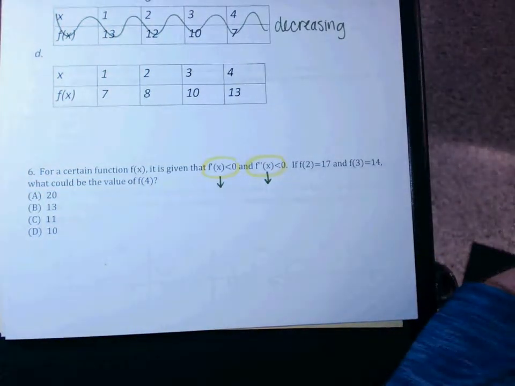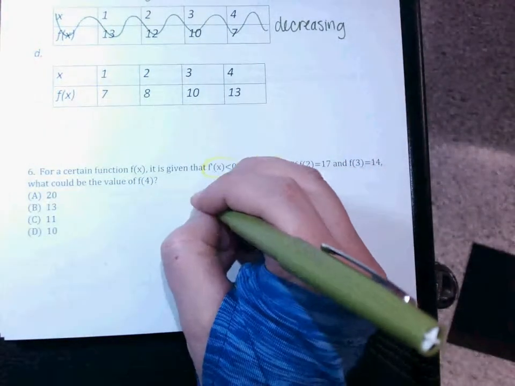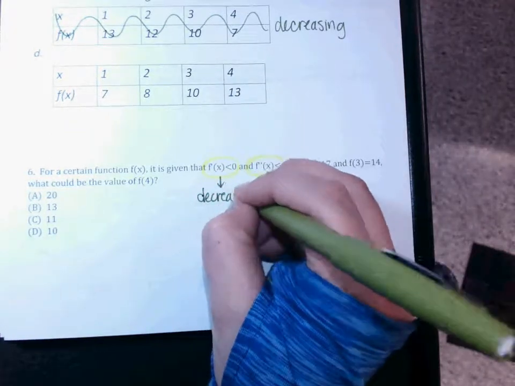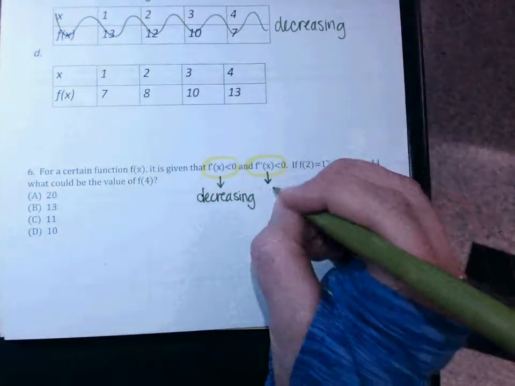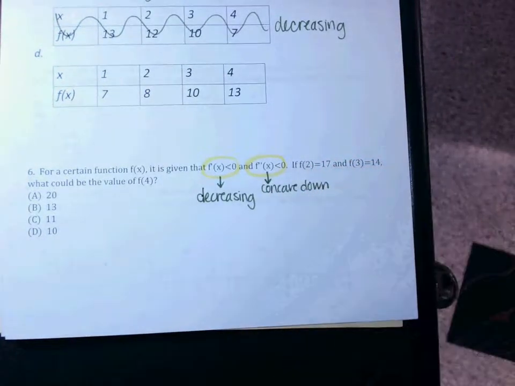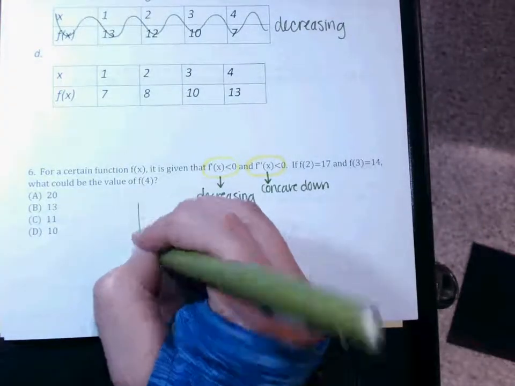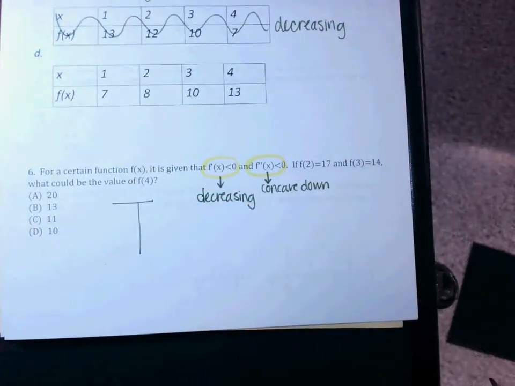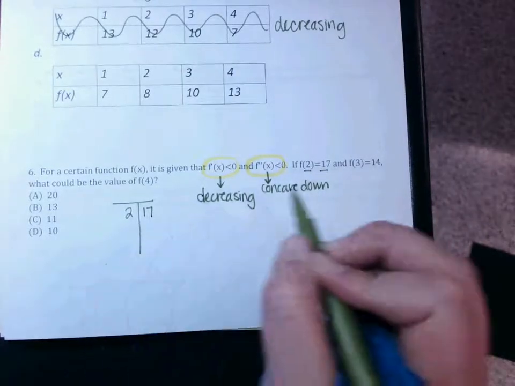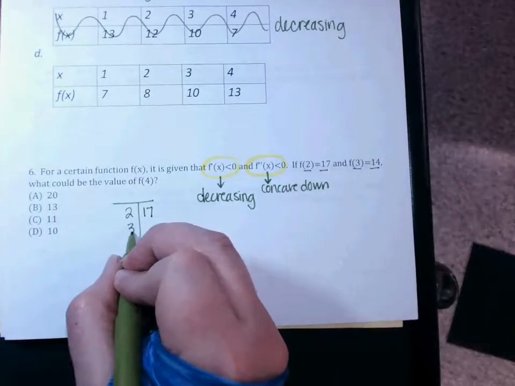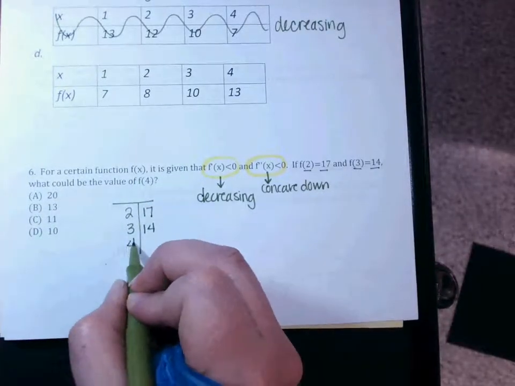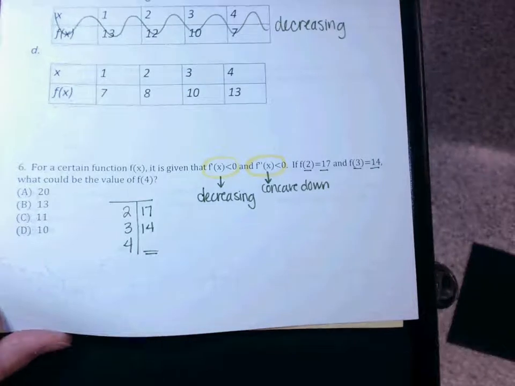Okay, so if f prime is less than 0, are we increasing or decreasing? Decreasing. And then if f double prime is less than 0, we're concave down. So, right, because it says less than 0. So what I'm going to do now is make a chart. I just think it's easier in chart form. So 2 and 17 are partners, and then 3 and 14 are partners. Then it says what could be the value of 4. So we want to know what would have to go there.